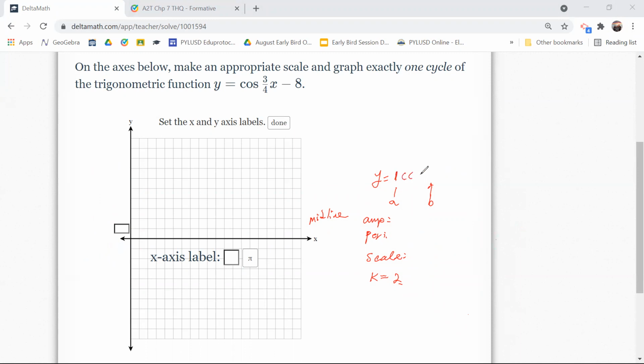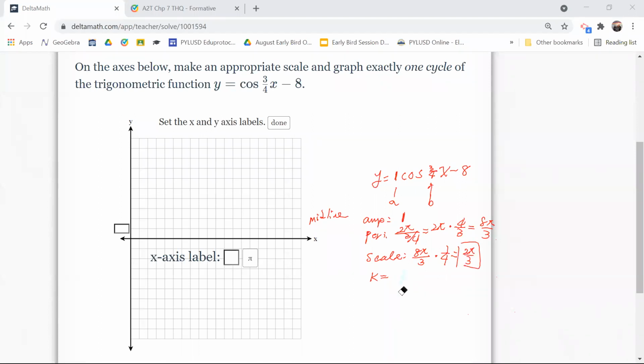1 cosine 3 over 4x minus 8. Oh boy, minus 8. Okay, amplitude. Amplitude is going to be 1. Period, 2 pi over 3 over 4. That's 2 pi times the reciprocal. So that's 8 pi over 3. Scale: take the period, divided by 4. When divided by 4, same thing as multiplied by 1/4. So that becomes 2 pi over 3. We found our scale. We need that information.